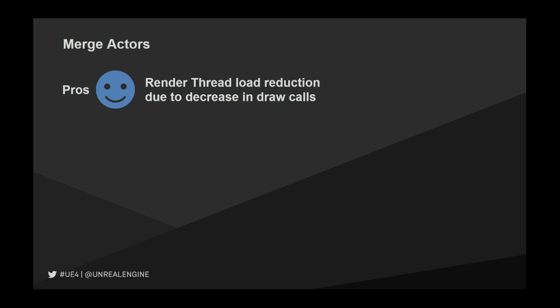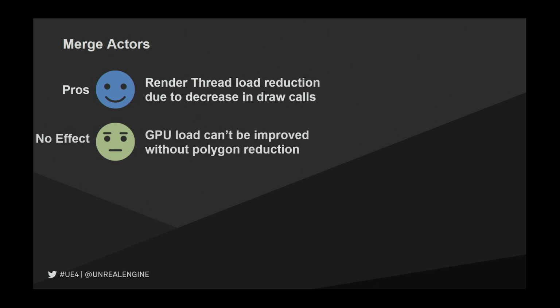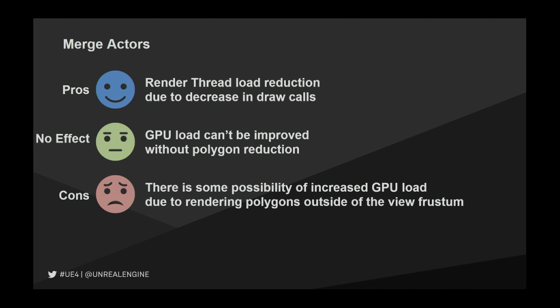Merging actors can help speed up the render thread since there are fewer draw calls to be made. But it's not possible to reduce the load on the GPU without reducing the number of triangles. So this is where you need to use polygon reduction tools to get that kind of speed up. But also, since you lose the ability to cull individual meshes, it's possible that you could accidentally increase the GPU load if you're not careful, because it could be rendering polygons that are actually outside the view frustum.